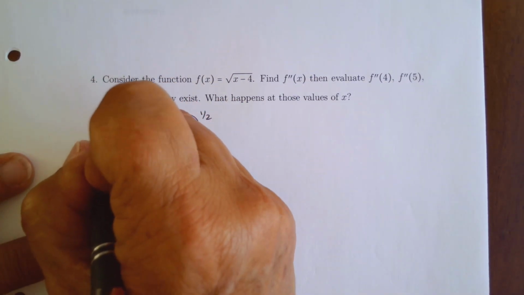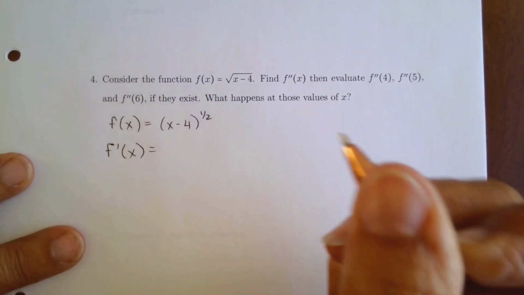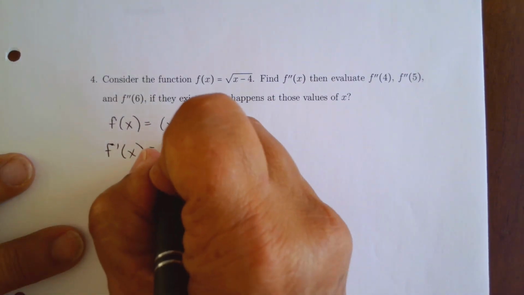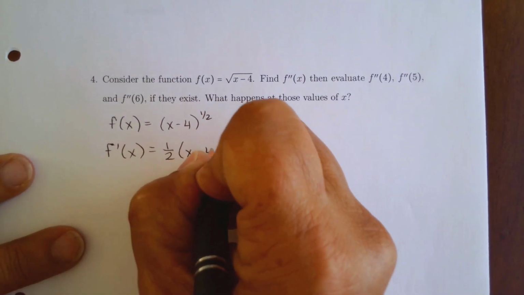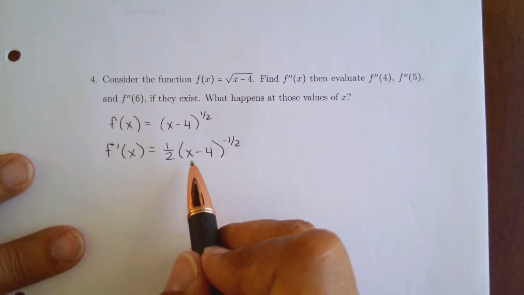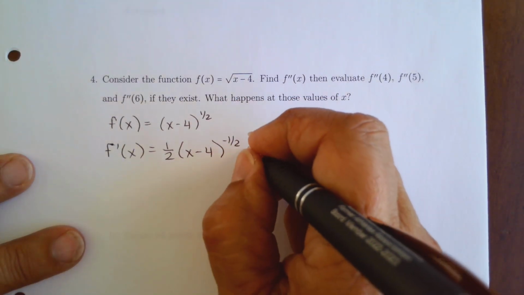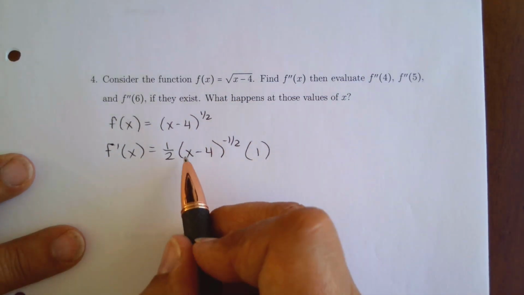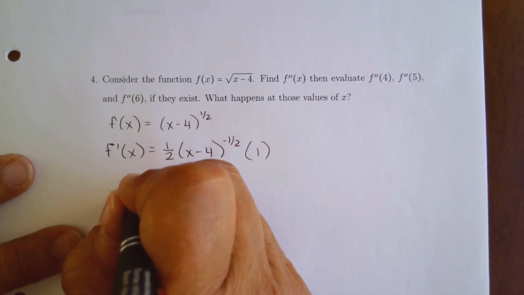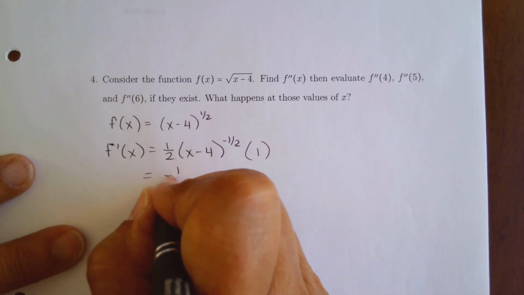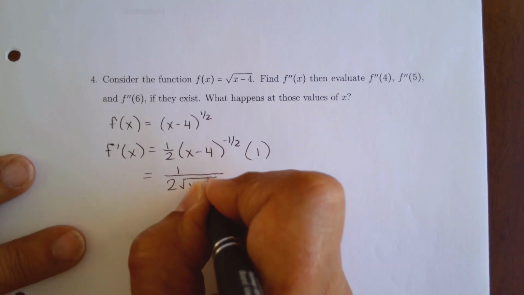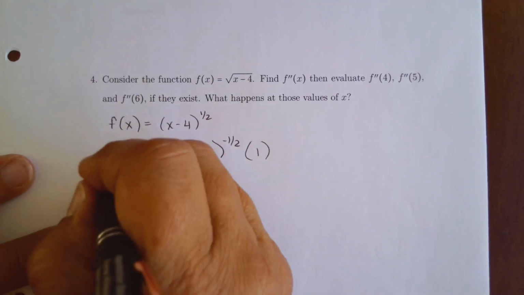So to find the first derivative, this is a chain rule. So we're going to bring the 1/2 down and subtract 1, leave the inside alone. So 1/2 x minus 4 to the -1/2, right? You subtract 1 from 1/2, you get -1/2. Then times the derivative of the inside. Well, the inside derivative happens just to be 1. Right? Derivative of x is 1, derivative of that is 0. All right, so if we clean that up, we get 1 over 2 square root of x minus 4, right? All right, so that's our first derivative.